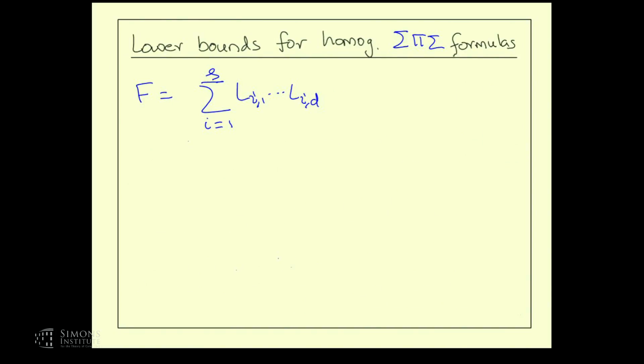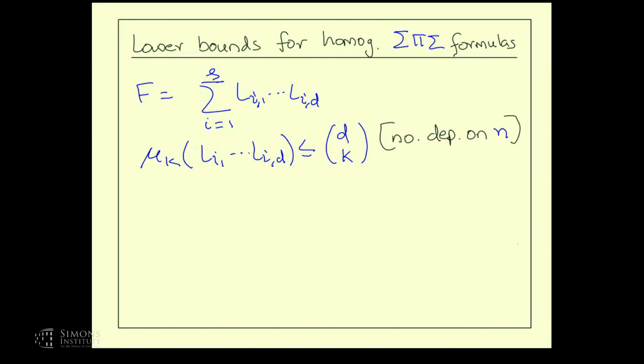Let me also tell you a little bit about sigma pi sigma formulas, which is sort of a stronger model of computation. And it turns out that more or less the same ideas prove lower bounds even here. So again, our complexity measure is going to be the same thing. We're just going to take partial derivative matrices with respect to k partial derivatives. But this time the computations are a little bit different.